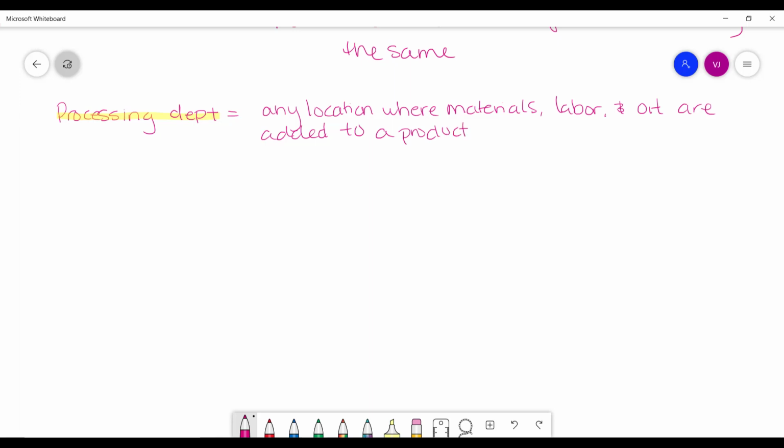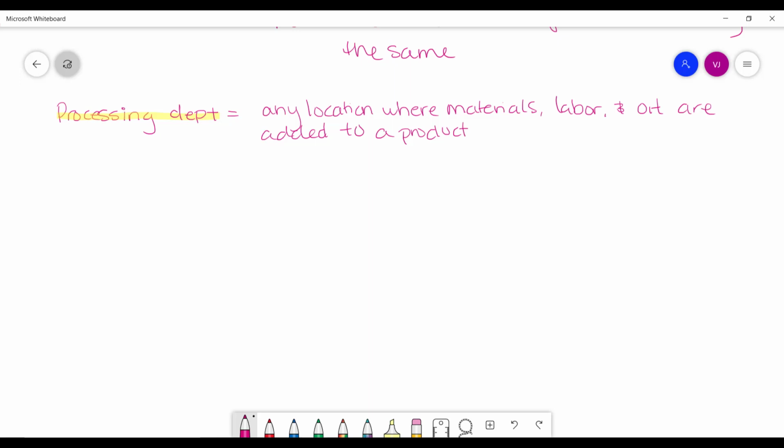So you might have a fabrication department, an assembly department, a painting department. Each department is going to be doing specific tasks. So the assembly department, for example, will be different than the painting department. Each of those processing departments adds its own materials, labor, and overhead to complete those tasks necessary for the phase of the manufacturing process that that department is responsible for. And when that department is done, it shifts those units to the next department so that department can go ahead and do its job further.